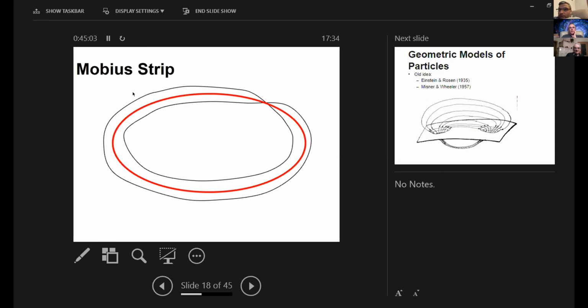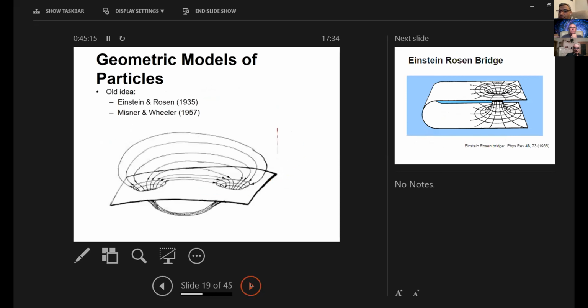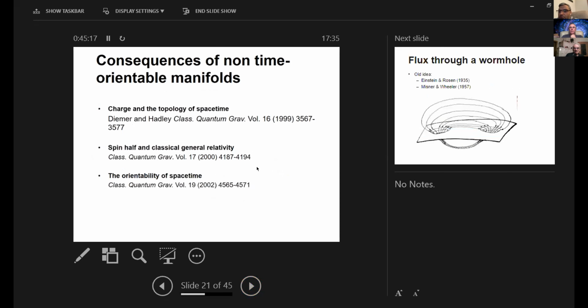So you could regard this as a space-time diagram, in which case it's a space-time diagram for a space-time that is not time-orientable. And there are some nice consequences that come out of this. They're nice mathematically and physically, and they've resulted in published papers. So that's nice for me.